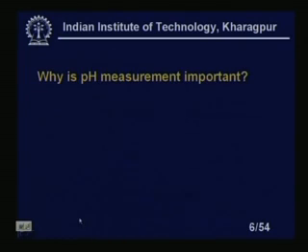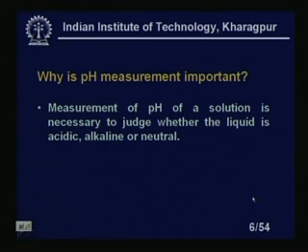Now, why is pH measurement important? At the initial stage I told you once; let me discuss this in detail. Measurement of pH of a solution is necessary to judge whether the liquid is acidic, alkaline or neutral. It is necessary in many applications, because in some environments we have to make them neutral. For example, drinking water should be neither acidic nor alkaline.